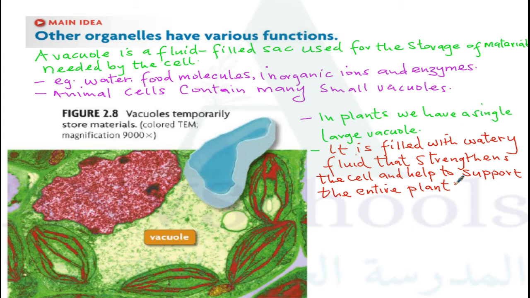So the central vacuole may also contain other substances, including toxins that would harm predators, because we know that plants don't have a way of avoiding predators. They can only do this by storing these toxins.